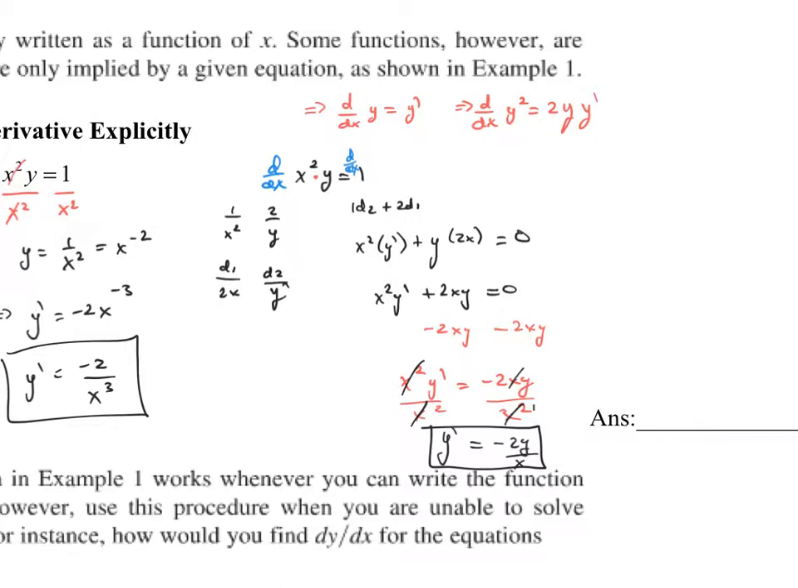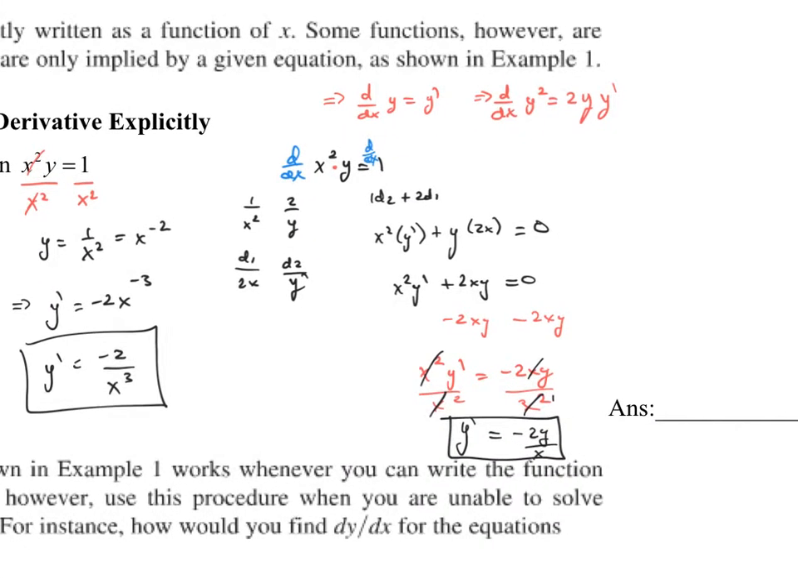So that's the difference between the two. Explicit, it's clear. Implicit, we have to use the derivative of y as y prime, use the chain rule, take the derivative of both sides of the equation, and solve for y prime. You'll see more examples on the next pages.